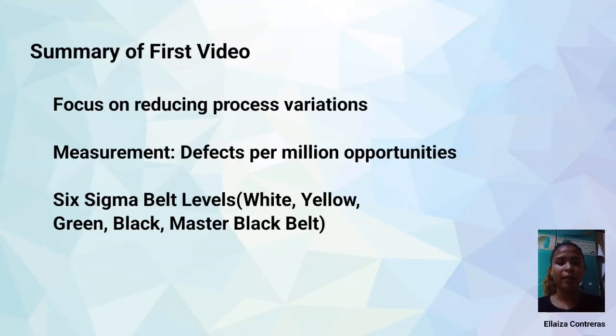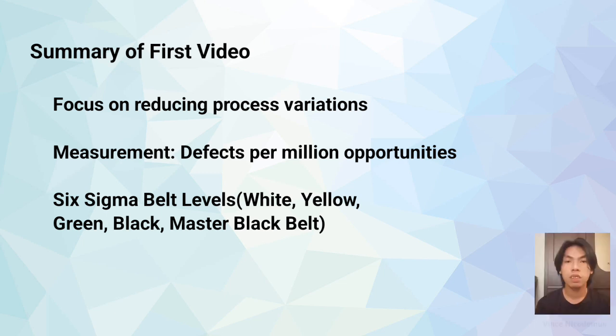The video explained that Six Sigma is mainly about reducing process variation and improving quality. They introduced the idea of measuring errors using defects per million opportunities. It also showed that Six Sigma has different belt levels such as white belt, yellow belt, green belt, black belt, and master black belt, depending on your level of training and experience.